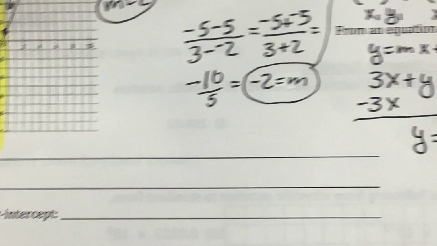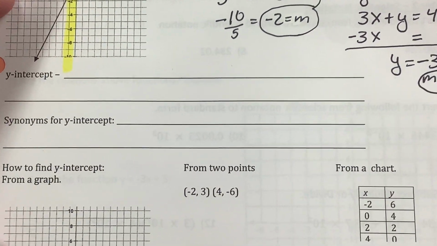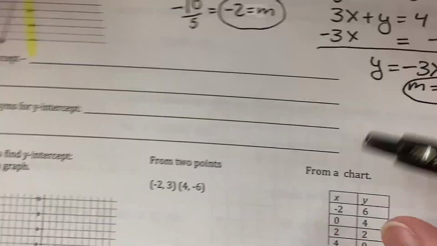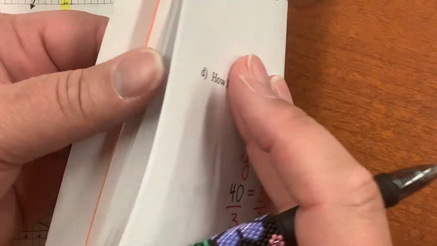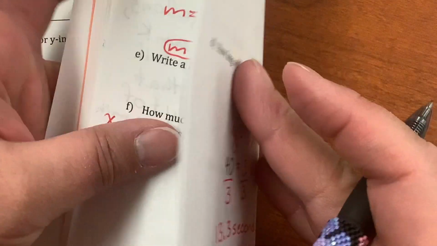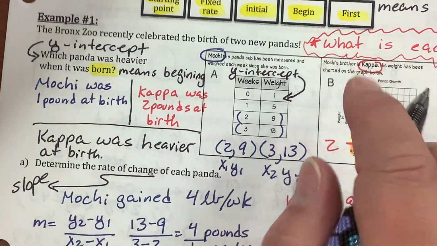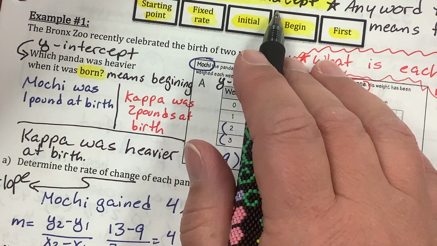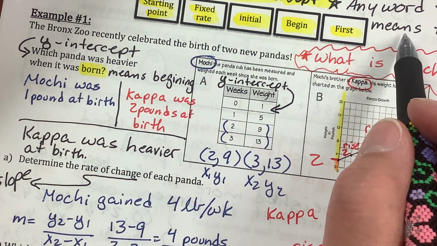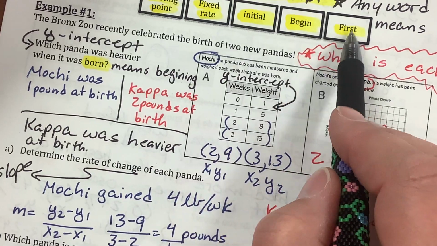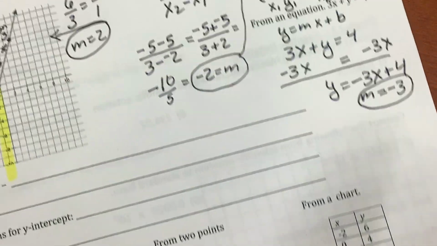All right, let's talk about the y-intercept. What is the y-intercept? Back to this page 30 again. It's also called a vertical intercept, and it's anything that means first. Starting point, fixed rate, initial, begin, first. All those words are synonyms for y-intercept.